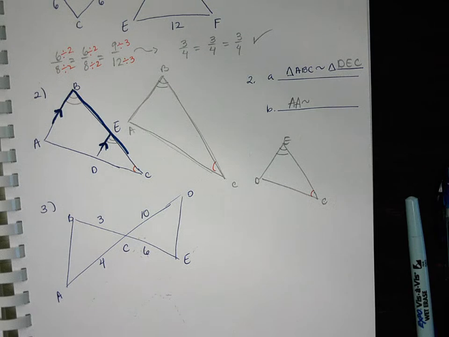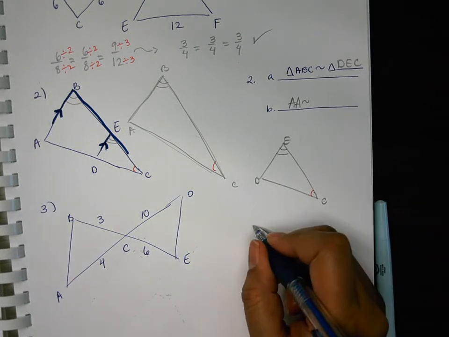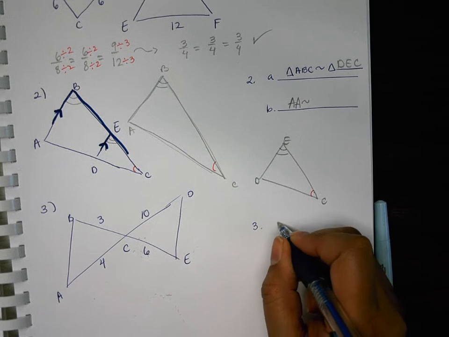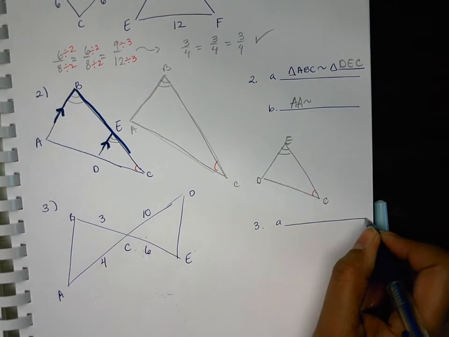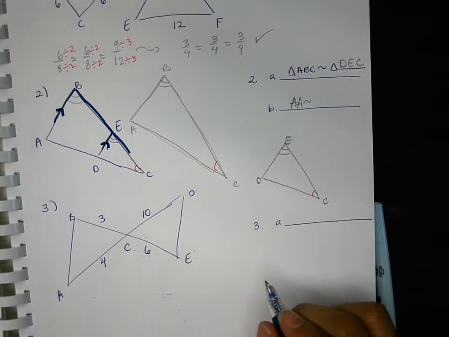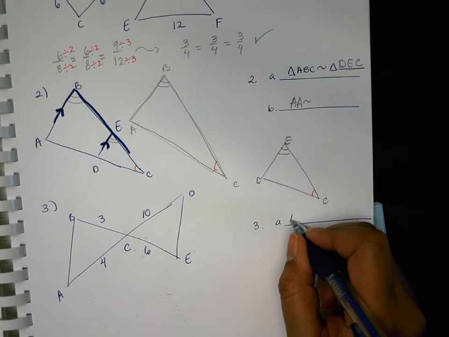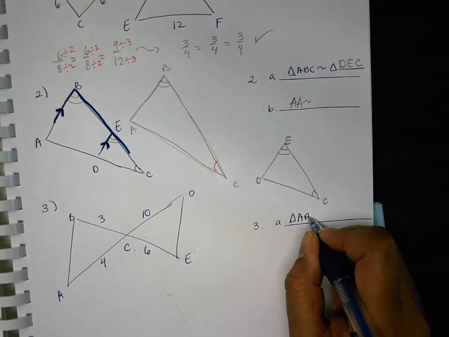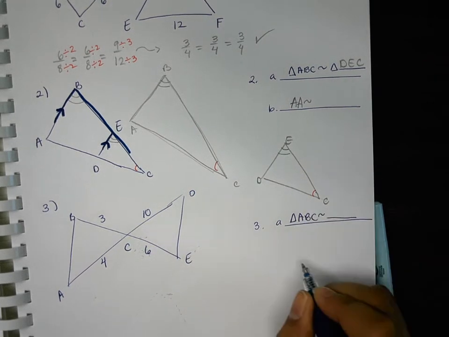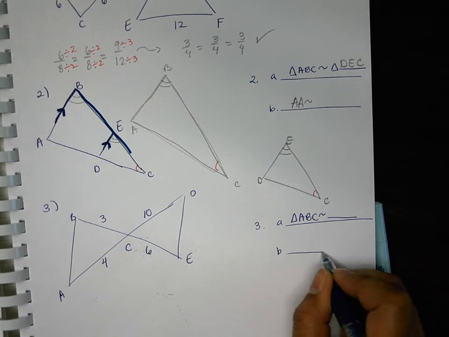All right. Where do kids typically struggle? Where to even start? Does anybody feel that way? I don't even know where to start. Like, am I going to use angle, angle? What markings do I put? Triangle A, B, C is similar to blank, and B, blank.